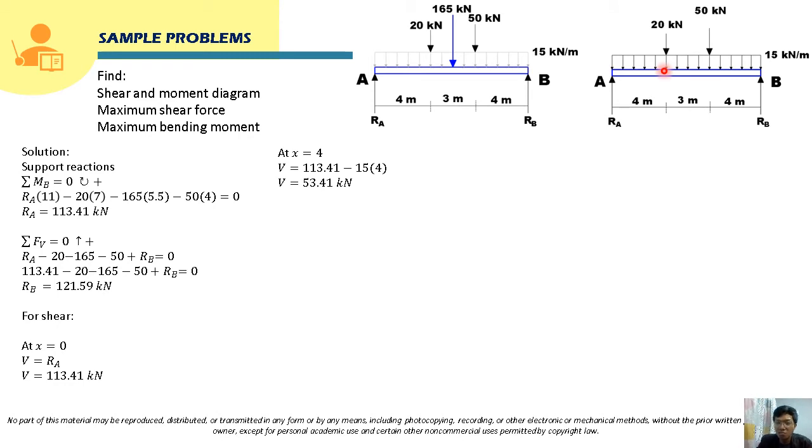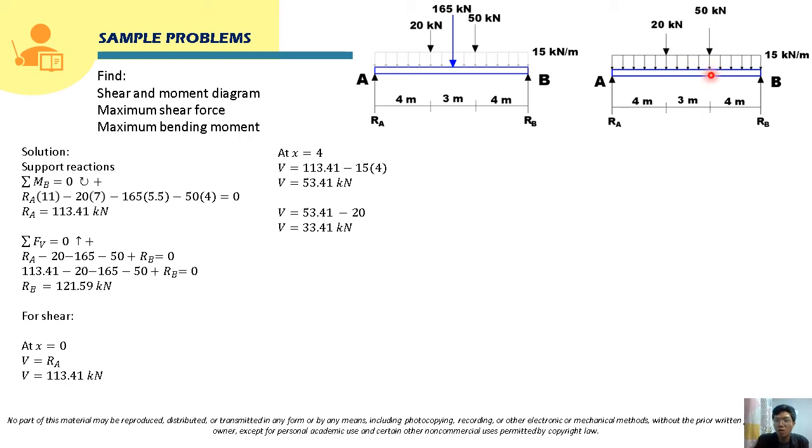But class, here at this point, there is a concentrated load that is downward. Therefore, the shear here will become 53.41, and then we sum up this concentrated load. This is downward, so for our sign convention, this is negative. So this will become 53.41 minus 20. So the shear here, class, will become 33.41 kilonewton.